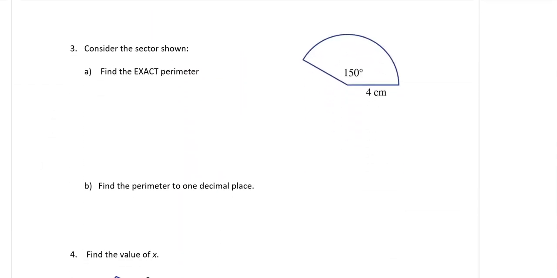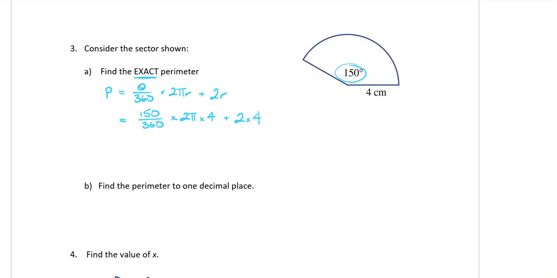Question 3. Consider the sector shown. Find the EXACT perimeter, written in capital letters so we don't accidentally miss it. The formula for the perimeter of a sector is P equals theta over 360 times 2 pi r plus 2r. The theta is the angle, the portion of the circle that we have, which is 150 over 360. Then we want to times by 2 pi times the radius, which is 4, plus 2 lots of the radius, which is 2 times 4.